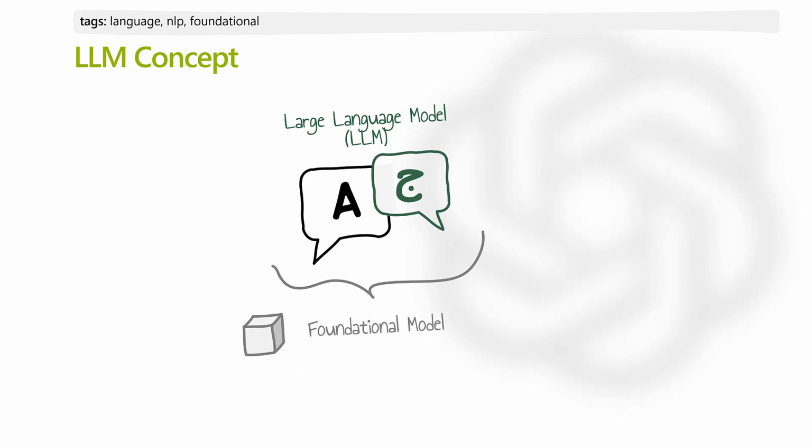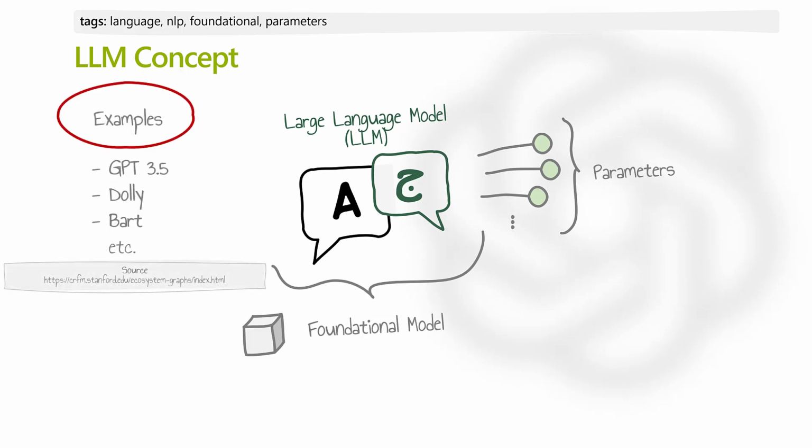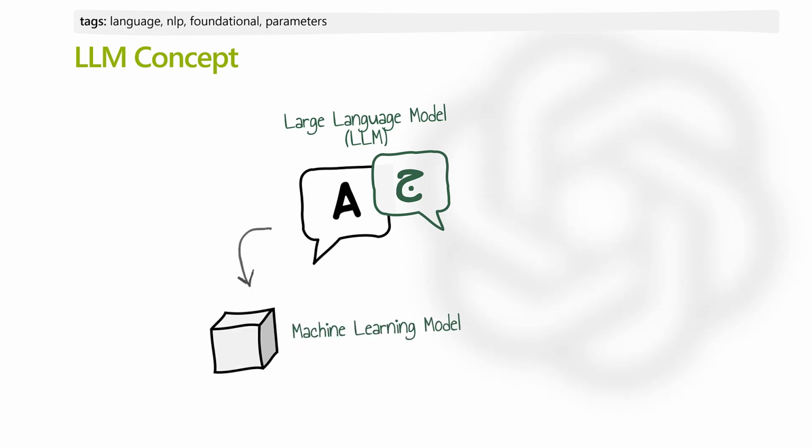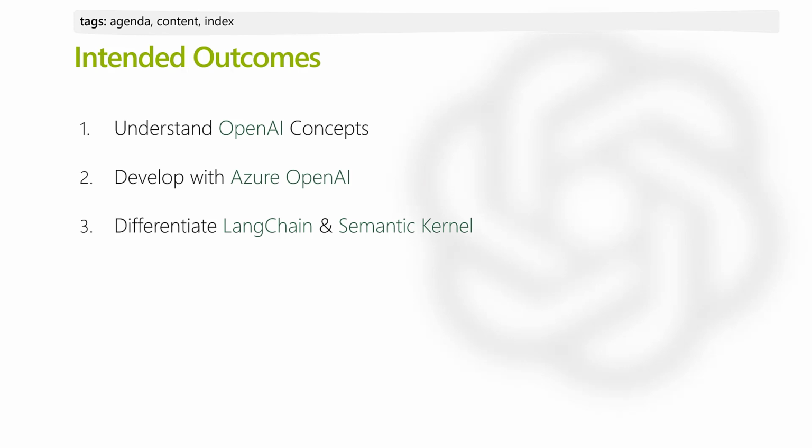Just like any machine learning model, an LLM has one or more parameters. Some examples of large language models are GPT 3.5 by Microsoft, DALL-E by Databricks, and Bard by Google. I have also included a link that has a list of large language models by different vendors. Again, keep in mind that a large language model is just a machine learning model and nothing more. What I intend from this presentation is to acclimate you with OpenAI concepts, to teach you how to develop using Azure OpenAI, and briefly how you can differentiate between LangChain and Semantic Kernel.